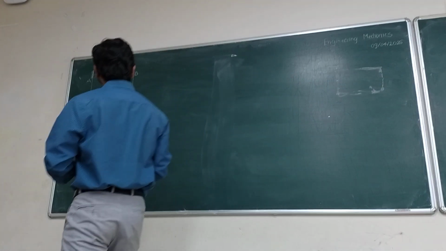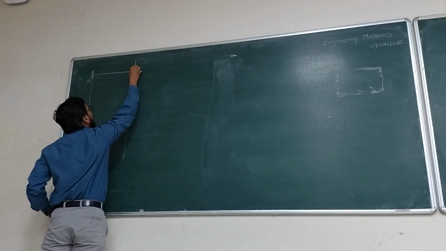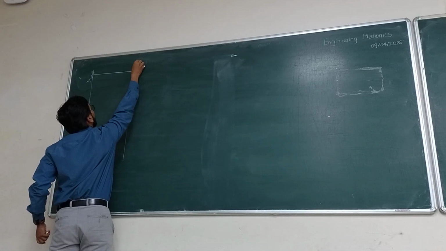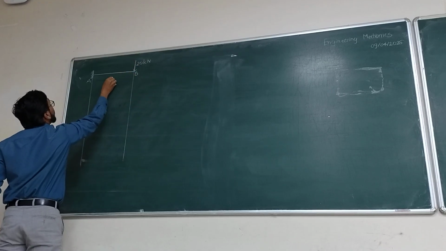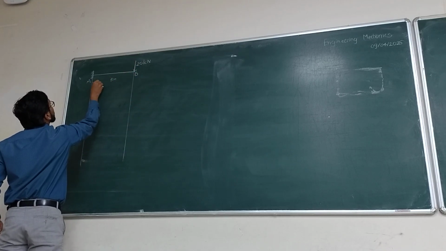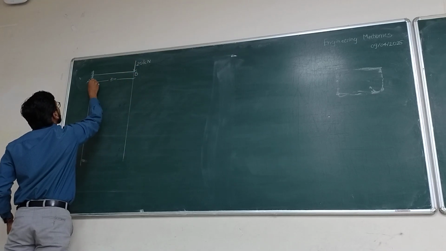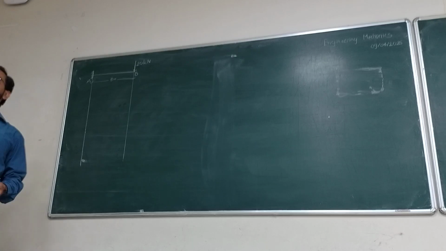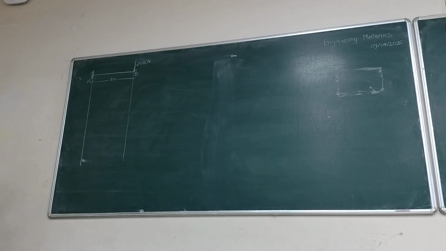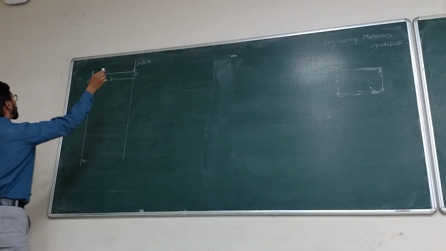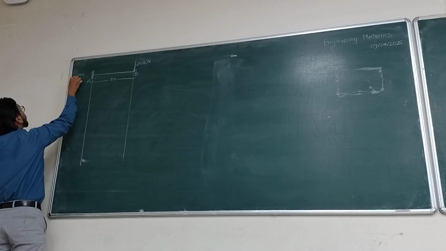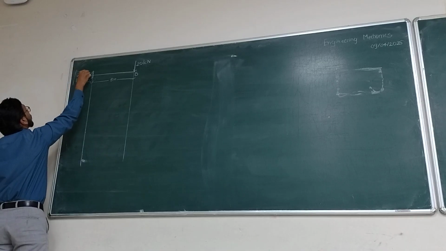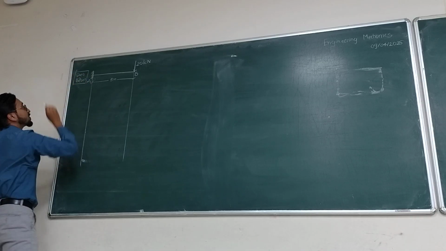So let us show the load. This is, let us say, 20 kilonewton load. This is 3 meters span. This is the cantilever beam with the point load at its free end. So quickly, this is the given beam.